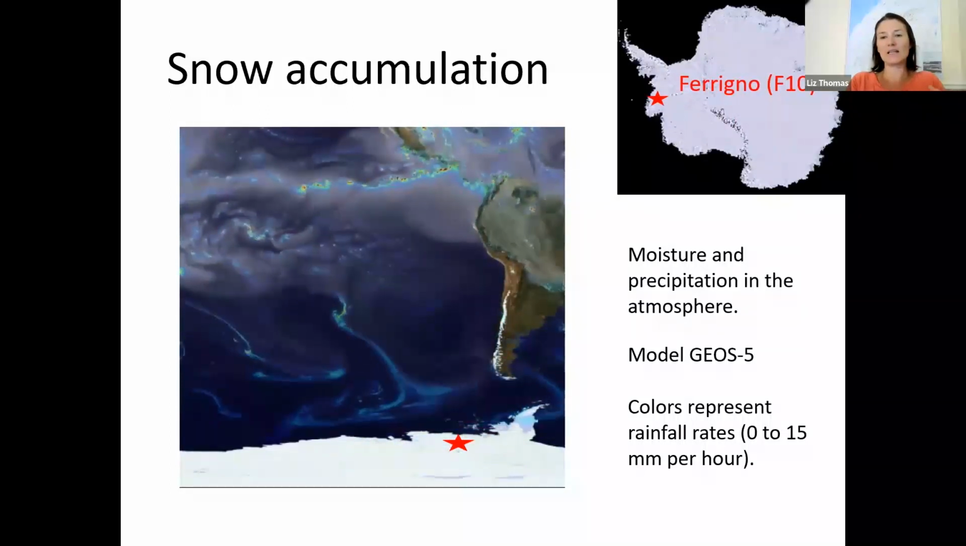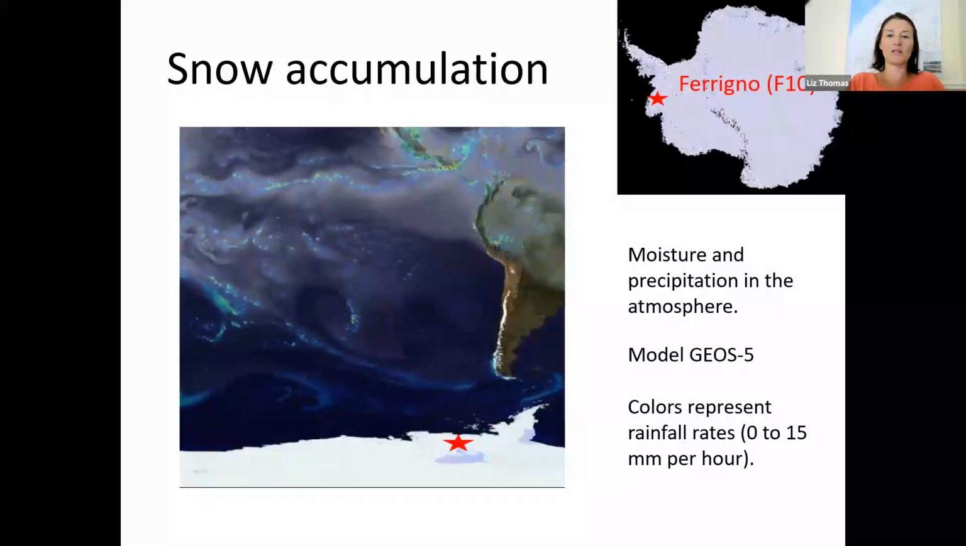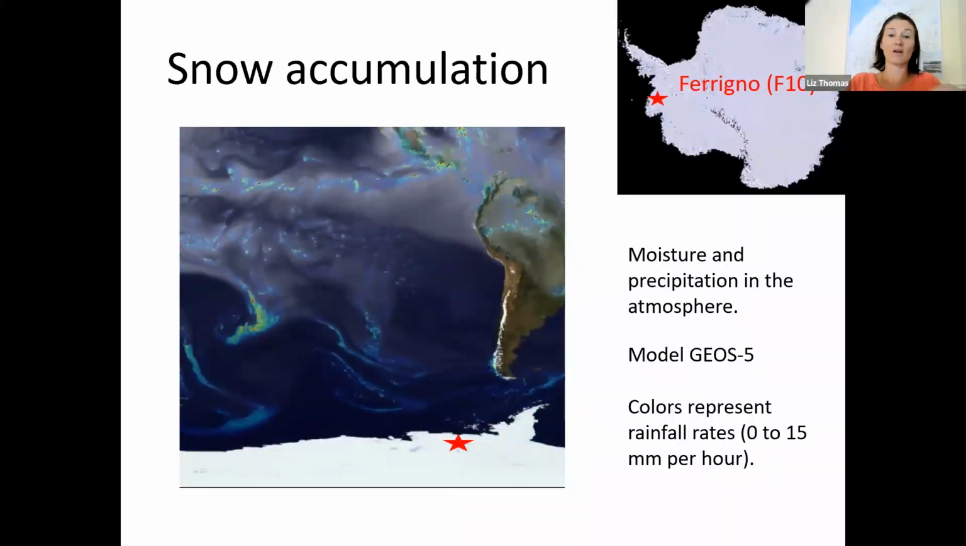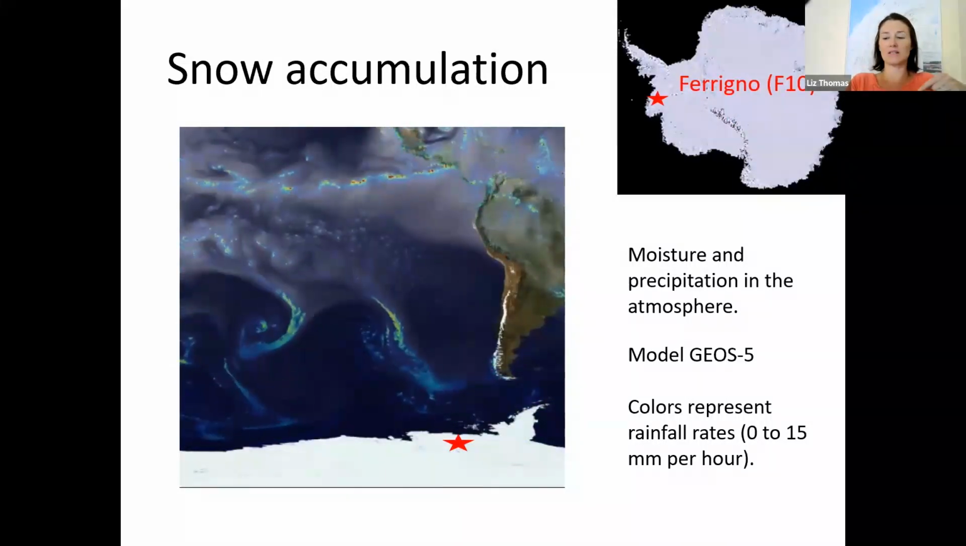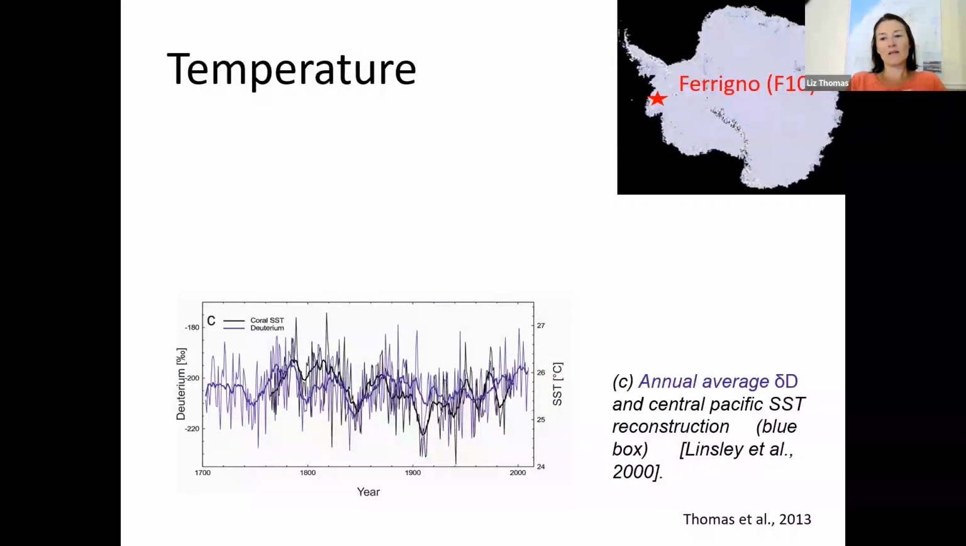So we can see that clearly ice cores from around this region are going to be really fantastic as archives, as proxies for looking back at this teleconnection over longer time periods.